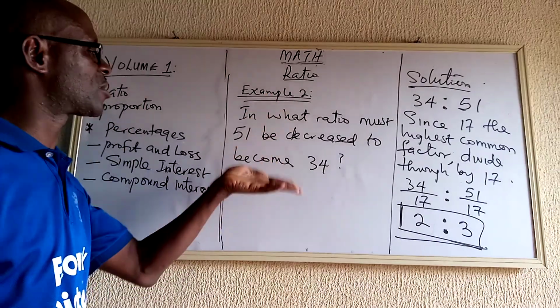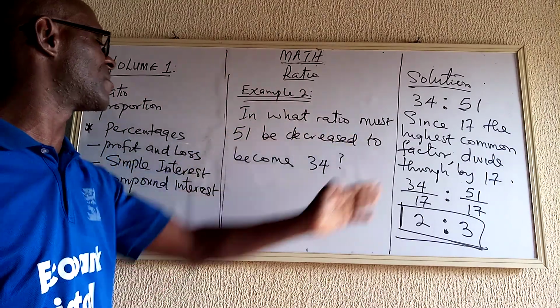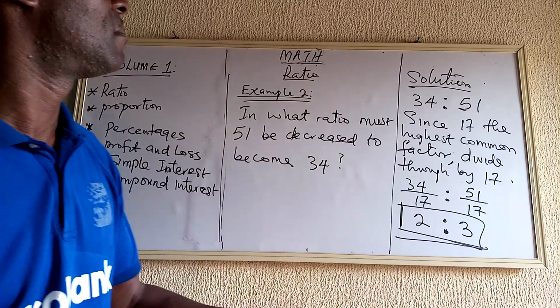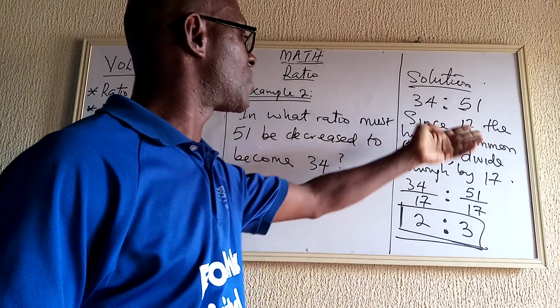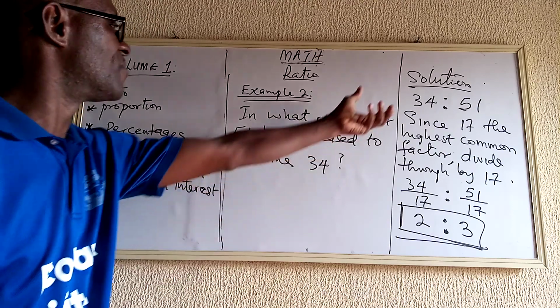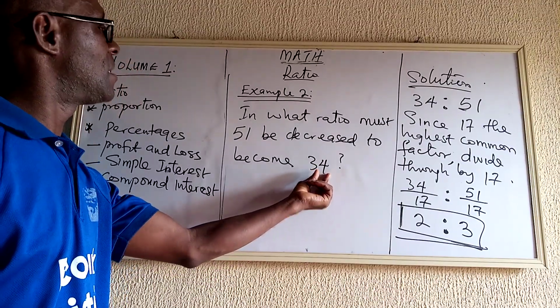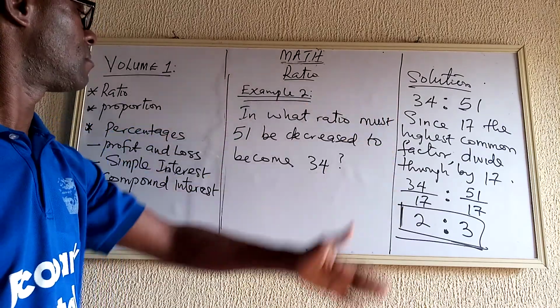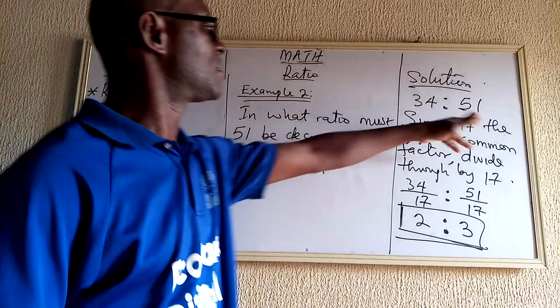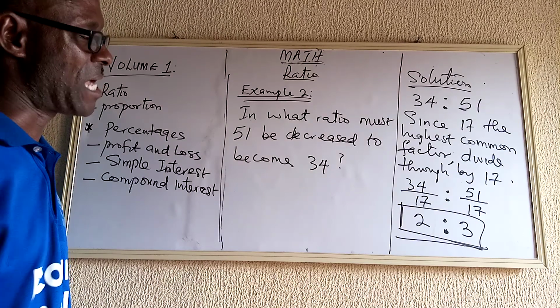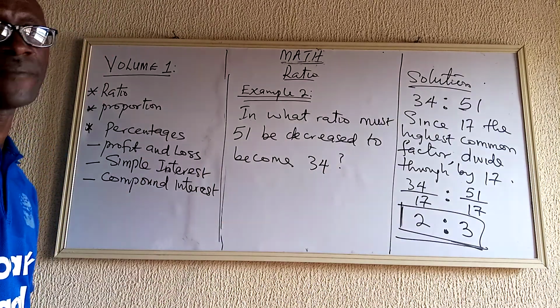If you look at the question, in what ratio must 51 be decreased to become 34? The approach will be: the new number is 34, so that will be written first. The original number is 51, and that will be written next, as we did in the first example.